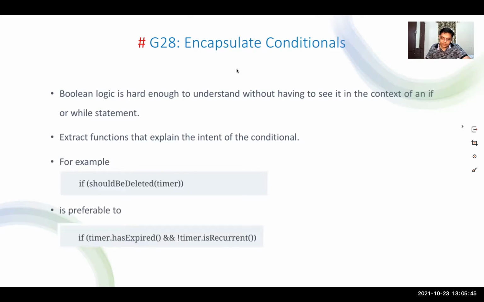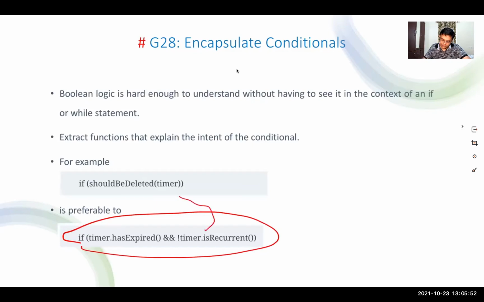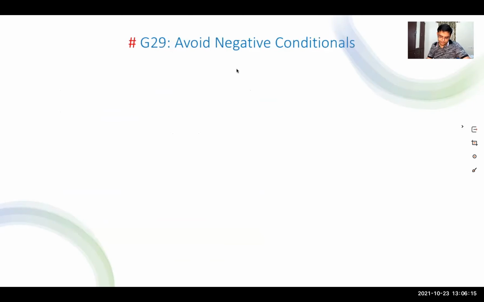Instead of this code with a lot of conditions in that if statement, I put them into a particular method and use that, which is more clear. Instead of checking whether the timer has expired or the timer is recurrent, which is very hard to read, hard to maintain, and violates a lot of design principles, you move it into a method like should be deleted, timer, which is more relevant.